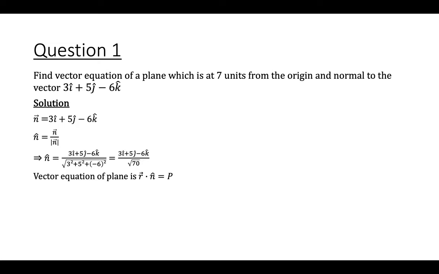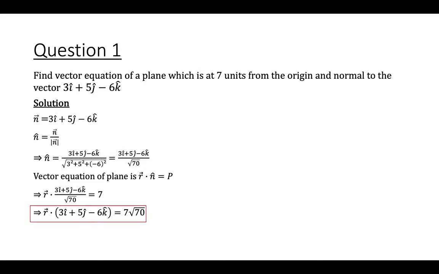So the vector equation of the plane is vector r dot unit vector n equal to p, and we can write vector r dot (3i plus 5j minus 6k) upon root 70 equal to 7, or vector r dot (3i plus 5j minus 6k) equal to 7 root 70.